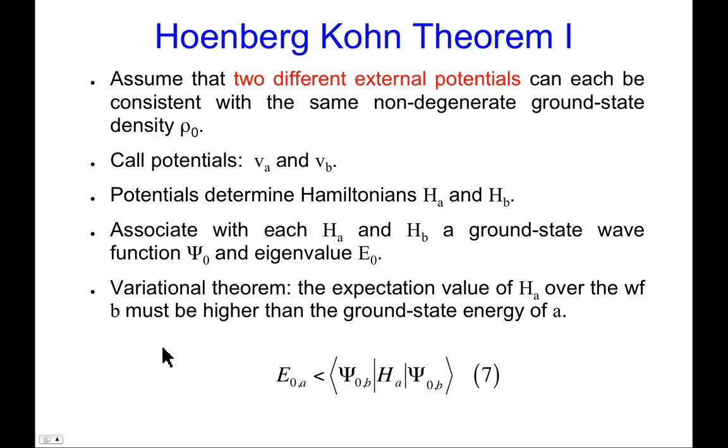And remember that from the variational theorem, we know that if I take the expectation value of H_A, corresponding to the nuclear positions that give the external potential V_A, then any wave function I try, when I evaluate the energy of that wave function using the Hamiltonian with nuclei at positions A, I will get an energy greater than, or equal to, in the special case that B were identical to A, the ground state energy for A.